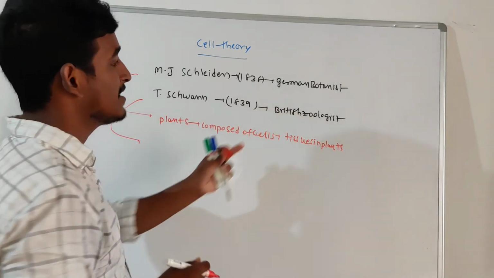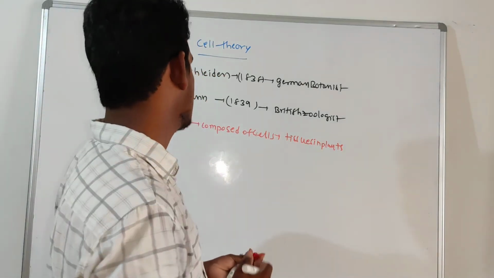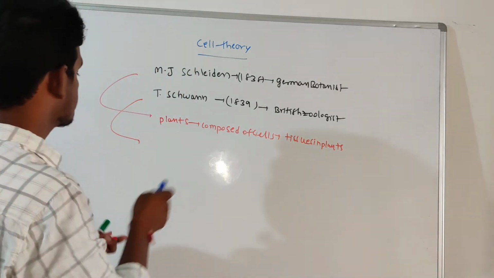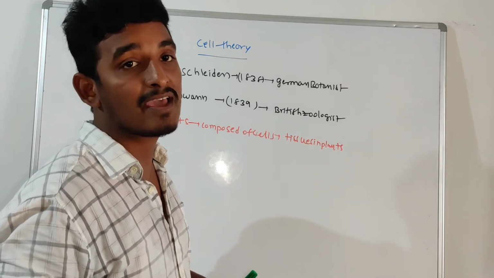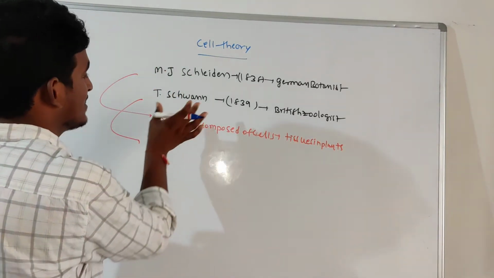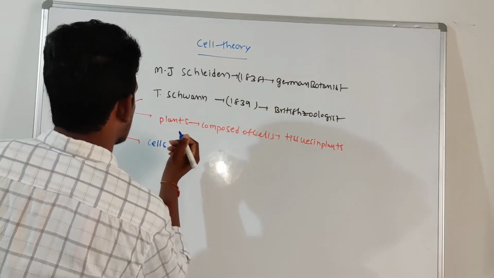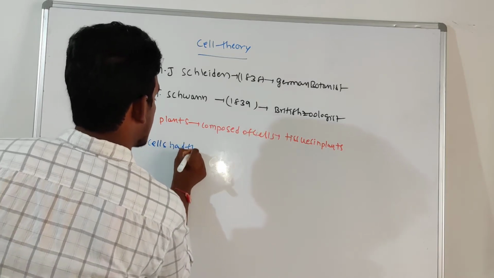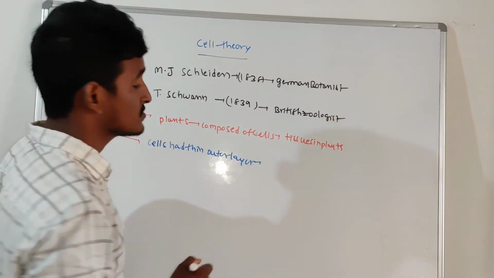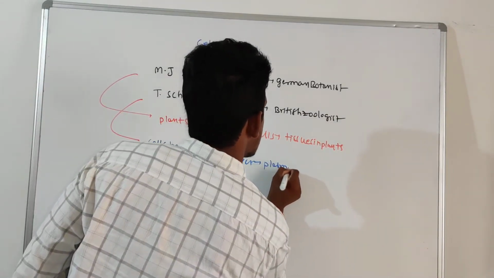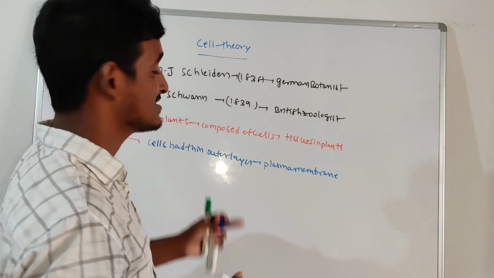Schwann is a British zoologist. He studied various animals. He also gave some points. He told that a cell has a thin outer layer. The thin outer layer is called a plasma membrane. That information was given by Schwann. So what information did he give? Cells have a thin outer layer. What is that layer? That is the plasma membrane or cell membrane.